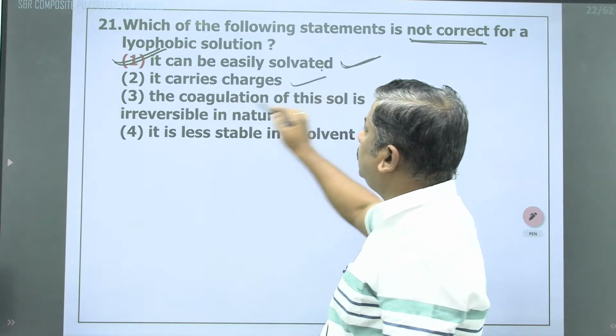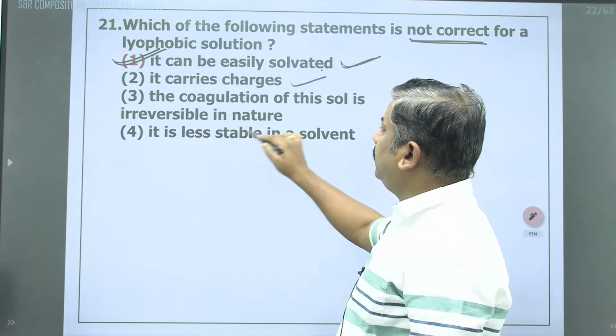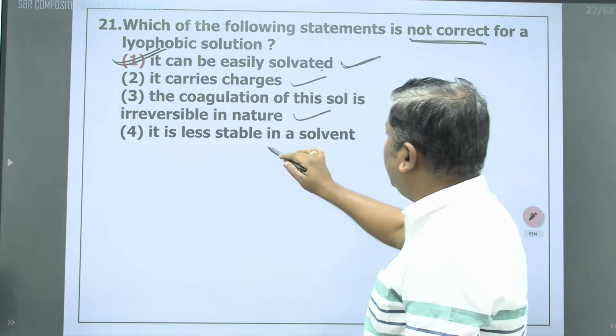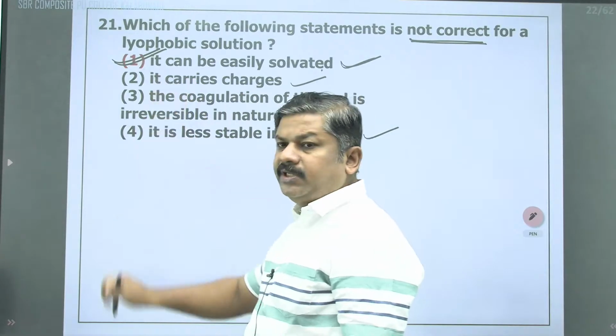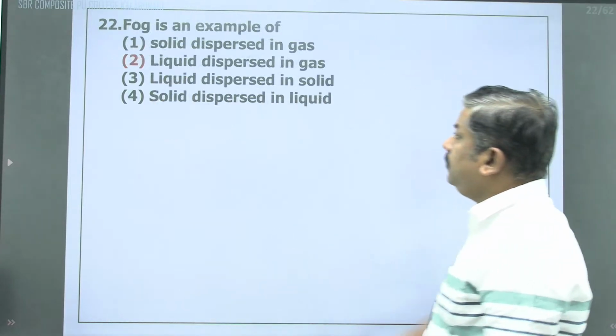It carries charge, that is correct. The coagulation of this sol is irreversible in nature, that is correct. It is less stable than the solvent, that is found to be correct. So only the first option is found to be correct for this one.